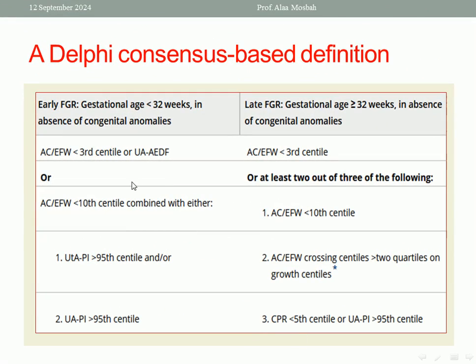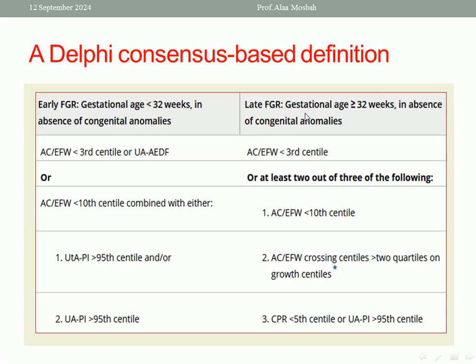This table shows you the comparison between early onset fetal growth restriction and late onset fetal growth restriction in absence of congenital anomalies. According to the Delphi consensus-based definition, I can diagnose early onset if abdominal circumference or expected fetal weight is below the third centile, or there are umbilical or uterine artery abnormalities.